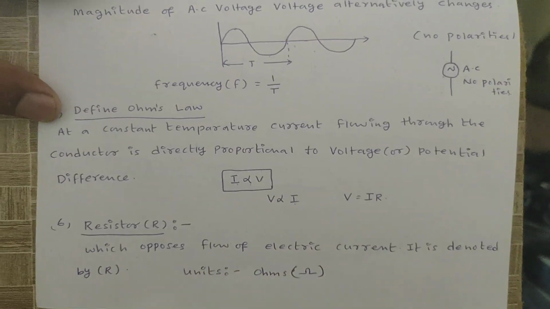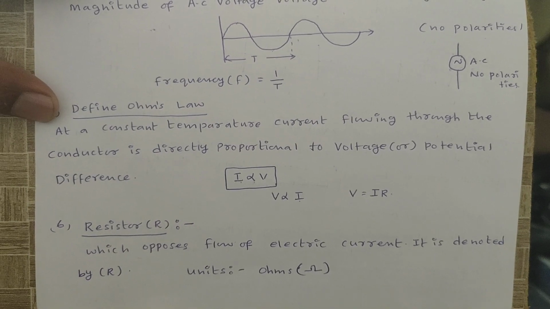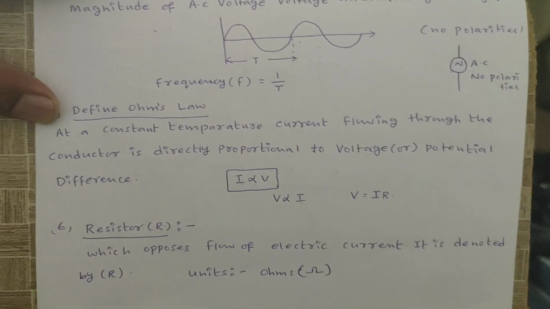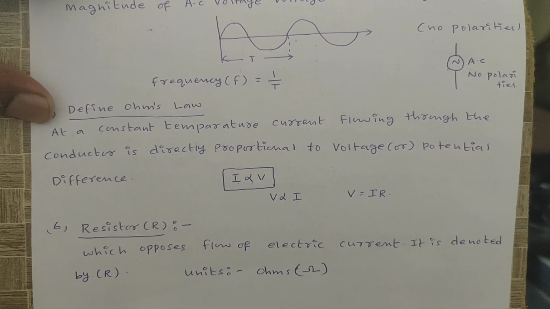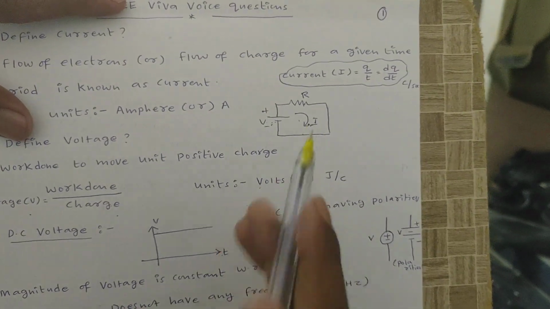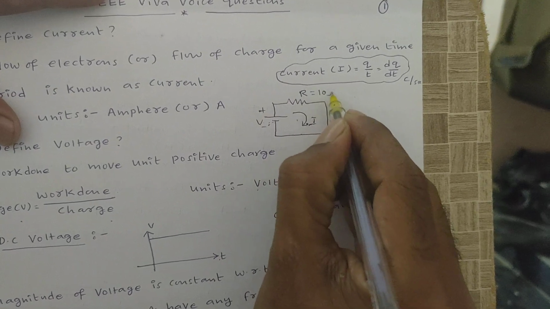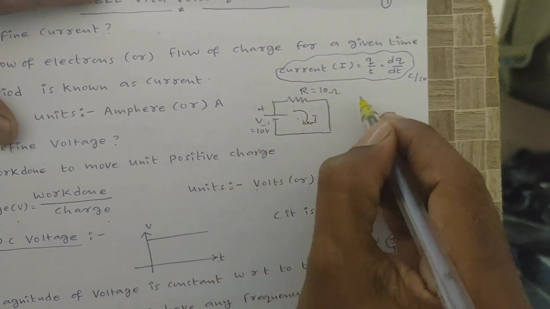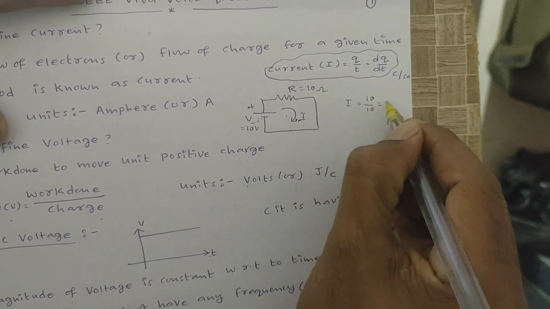Next, we already know that R is a proportionality constant from Ohm's law. First, resistor R. A resistor is something which opposes the flow of electric current. It is denoted by capital R. For example, let us consider the same circuit. Assume the resistance value is 10 ohms and the voltage is 10 volts. Then what is the current? I is equal to 10 by 10, which is 1 ampere.